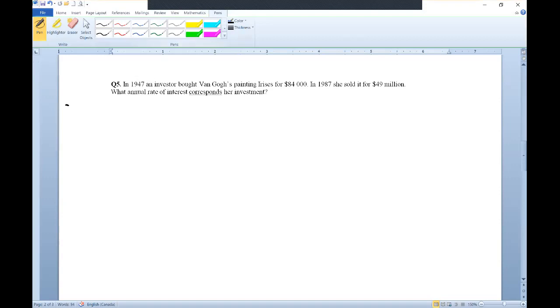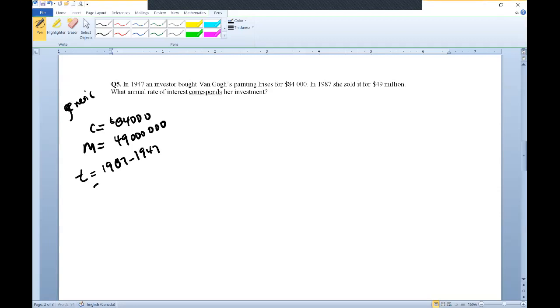Clearly, this is a generic exponential problem. And so we have that equation, y equals, I think, c times a to the x, something like that. Couple things here. We know the original amount is 84,000 for the painting. And the new amount, I'm going to use M if that's okay, I think it's y in your formula, is 49 million. Now, the time frame for the x value is from 1987 all the way to 1947. So this obviously represents 40 years.